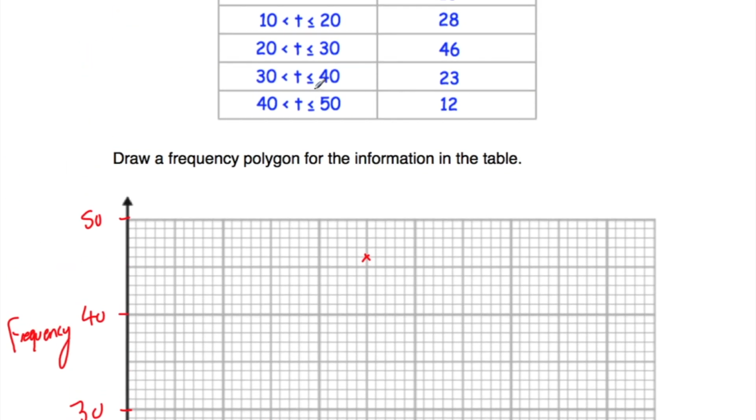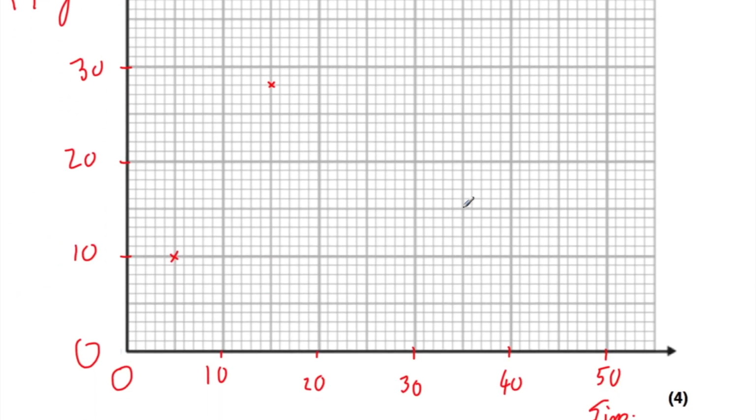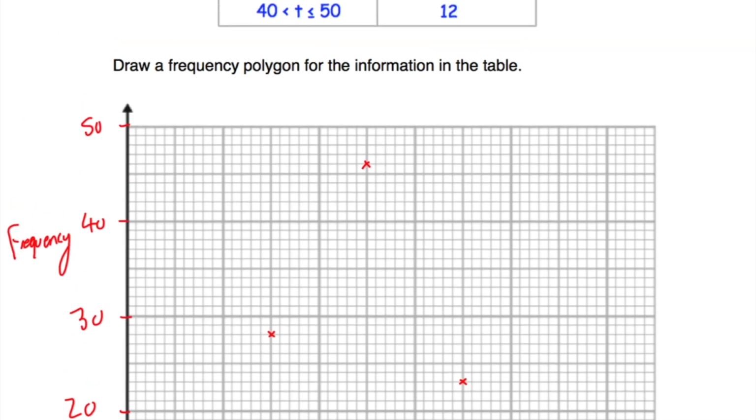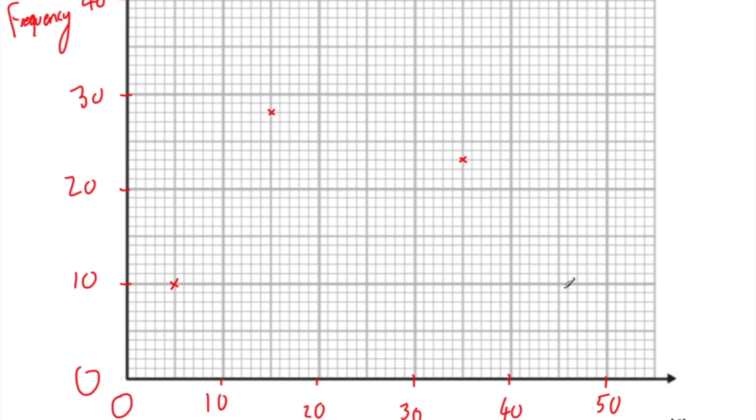Our next point is between 30 and 40 minutes. So we're going to go to 35 and up to 23. So 35 and up to 23, 21, 22, 23 would be there. And then finally, we've got between 40 and 50 minutes. So we're going to go 45 minutes and up to 12. So 45 minutes and up to 12. So 10, 11, 12. So that would be there.